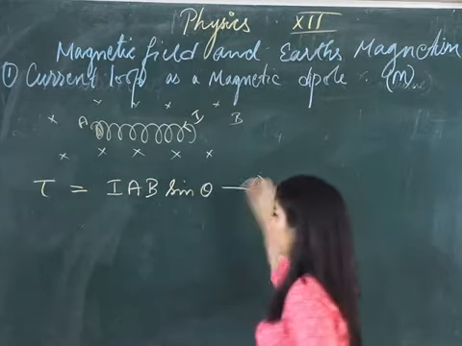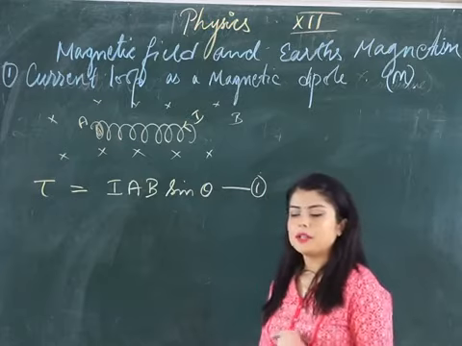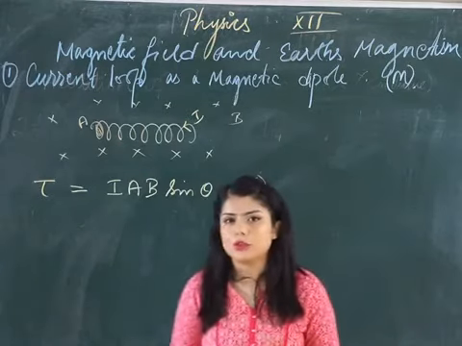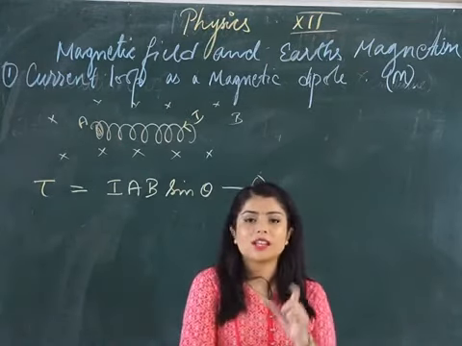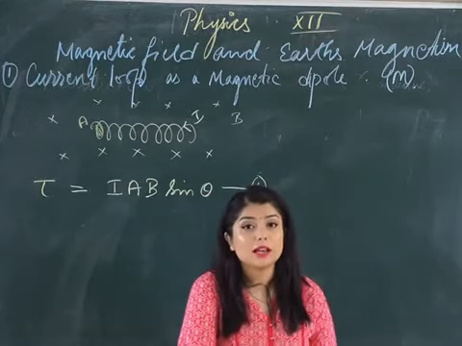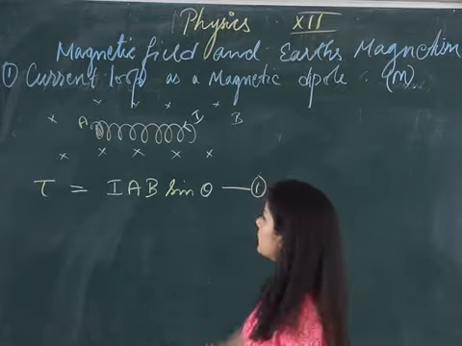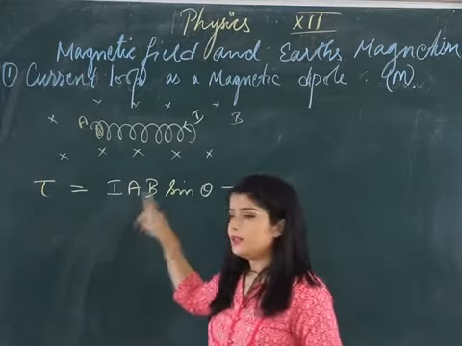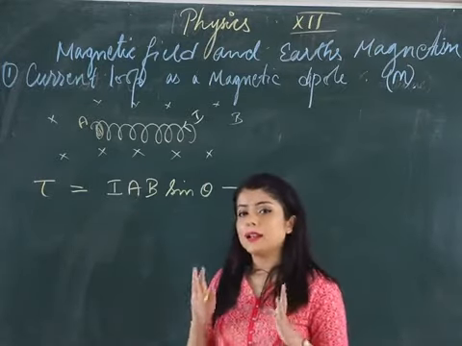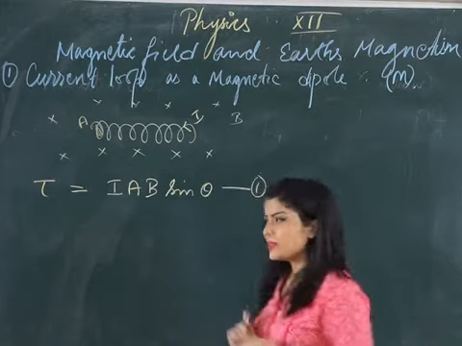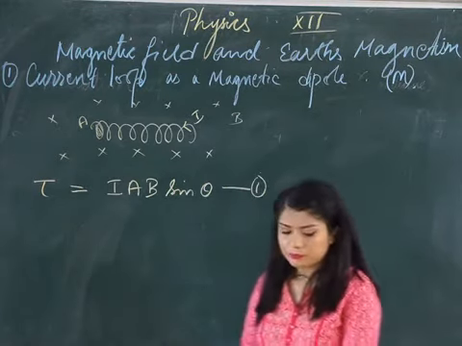This is equation number 1. You can easily compare this equation with the equation of force which acts on a straight wire kept in a uniform magnetic field, that was F equals I L B sine theta. Only difference over here is it is A, that is area. Over there it was L, that is the length of a conductor. So it's quite similar, you can remember that way.